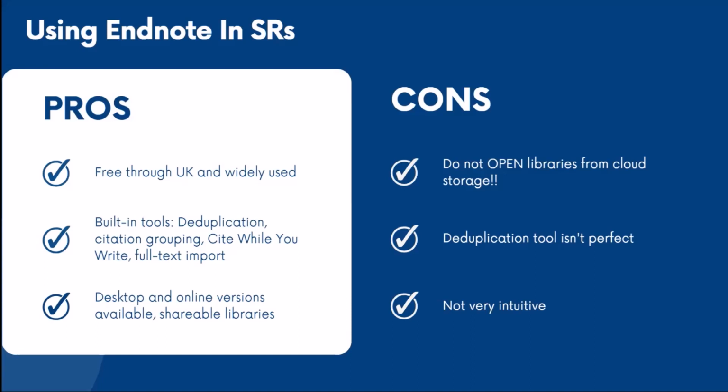There are desktop and online versions. It's available for Windows. It's available for Mac. You can have shareable libraries. All that's great. The cons are, though, that it does not play well with the cloud. You can store your libraries in the cloud so you can work from them from different locations, but I beg you, do not open them and work off them in the cloud. Sometimes it works, sometimes it is disastrous and you can lose everything you worked on.